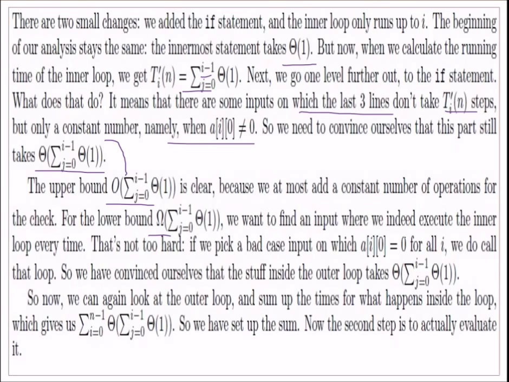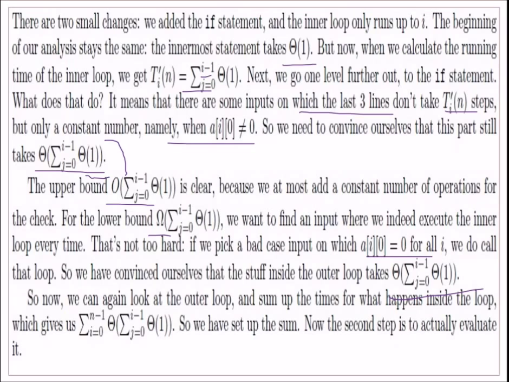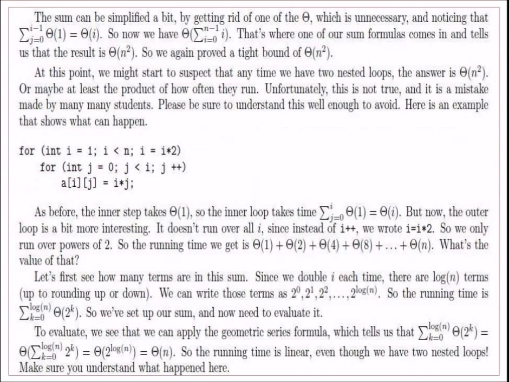So we pick a bad case, say a[i] equal to 0 for all i, and we call that loop. So we are convinced that the stuff inside will again be taking theta of this time that we have already discussed. Let us go again to the outer loop, and sum up the times for what happens inside the loop. This is pretty easy. We have already computed this, and we'll go from 0 to n minus 1. So we have to set up the sum. Now we have done all these things. Let us evaluate.